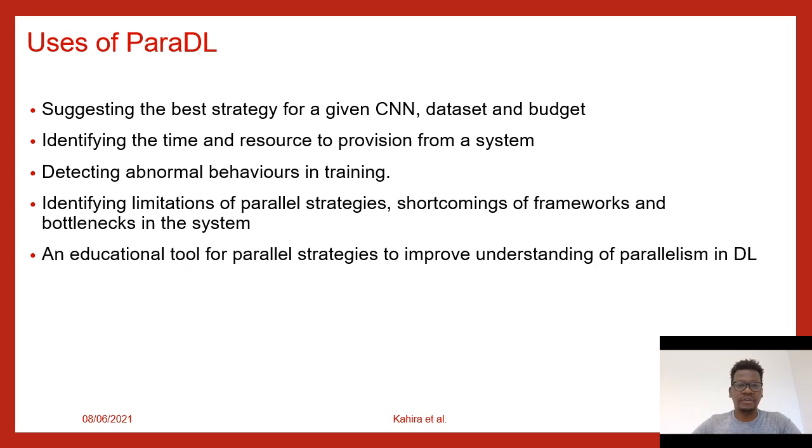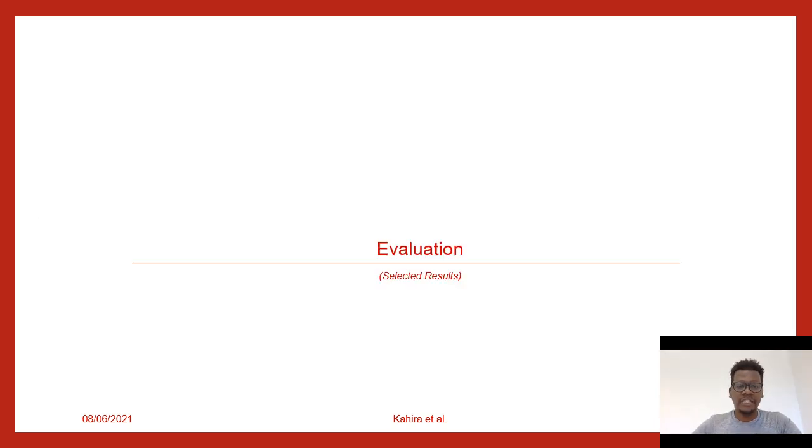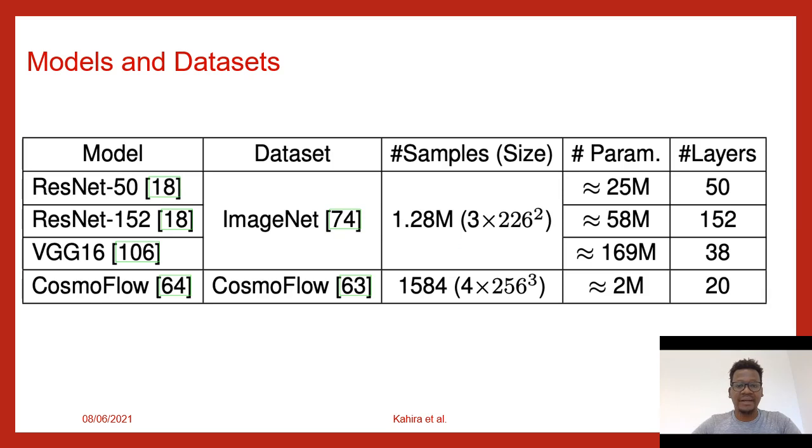So moving on to our evaluation. In this evaluation, we are just going to show selected results because it's not practical to show everything in 20 minutes. But before that, I want to mention the datasets we used. The models were ResNet 50, 152, VGG16, and the CosmoFlow model. We picked these to highlight different aspects of convolutional neural networks. For example, VGG is a traditional convolutional neural network, while ResNet has skip connections, and CosmoFlow has the 3D convolutions that are also important to highlight.